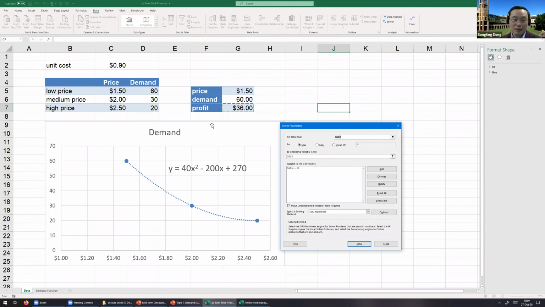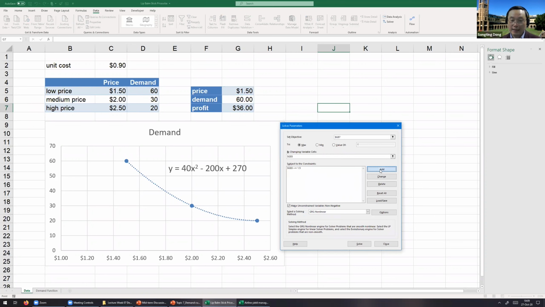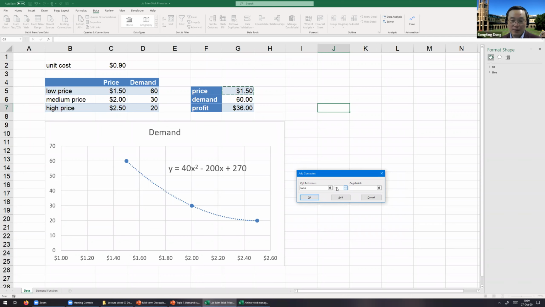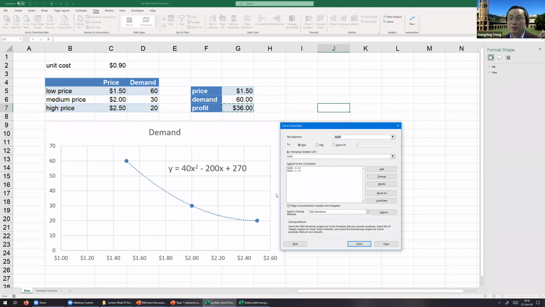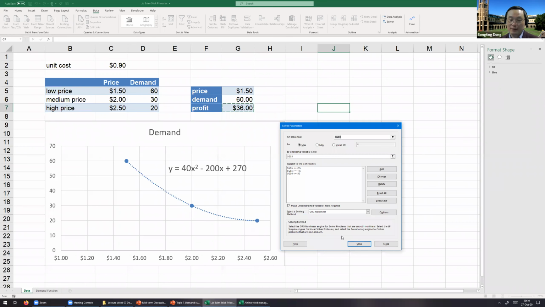For example, the price can only stay within $1.50 and $2.50. If that's the case, then I can set this to be larger than or equal to 1.5. I can add another: this price must be smaller than or equal to 2.5. So this is within a range. If you have an inventory limitation, you can add another: demand is smaller than 50. Then we can solve.